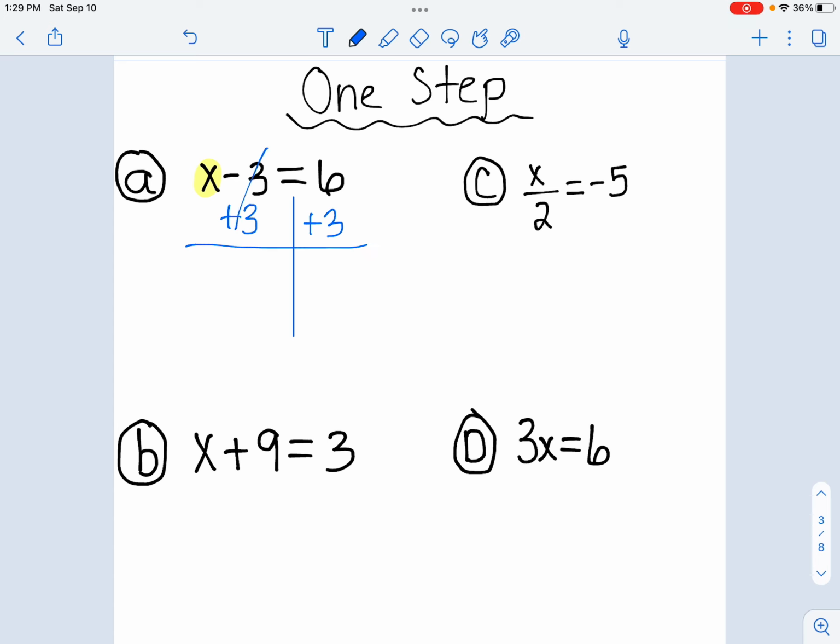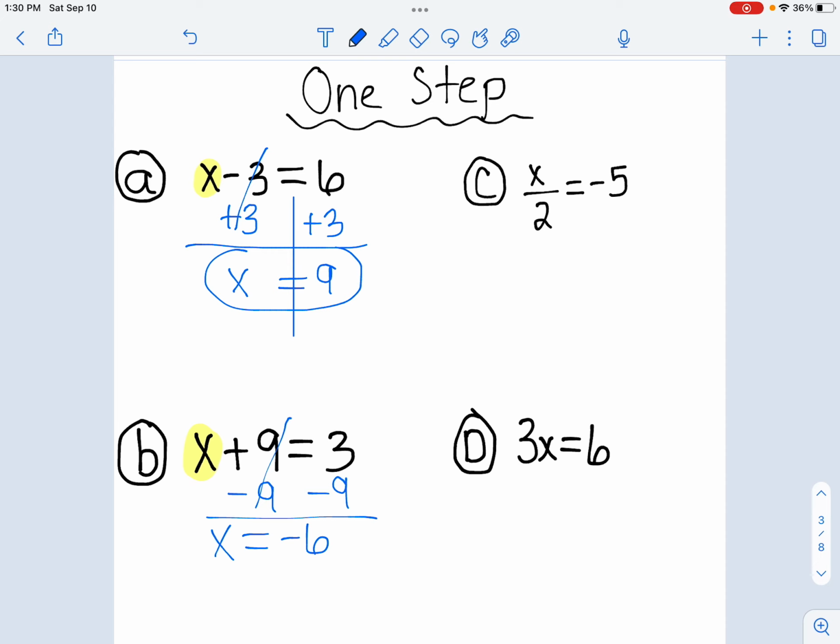3 cancels on the left. I'm left with x is equal to, and 6 plus 3 is going to give me positive 9 as my final answer. For B, again, I want x by itself. 9 is being added, so I'll need to subtract 9 on both sides, and I'll see that x is -6.